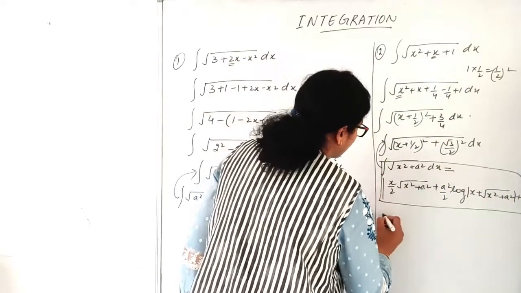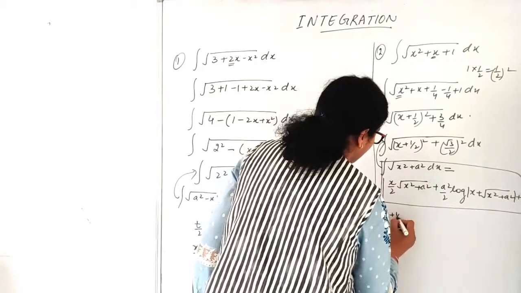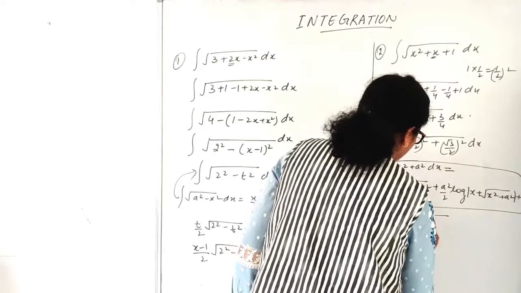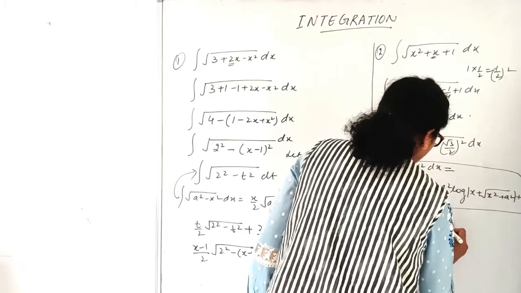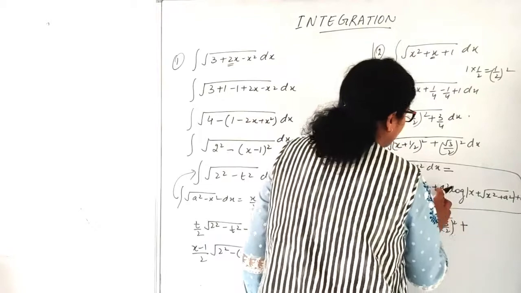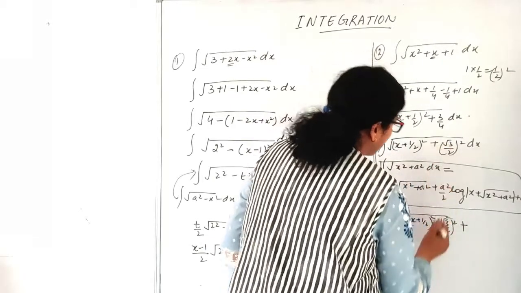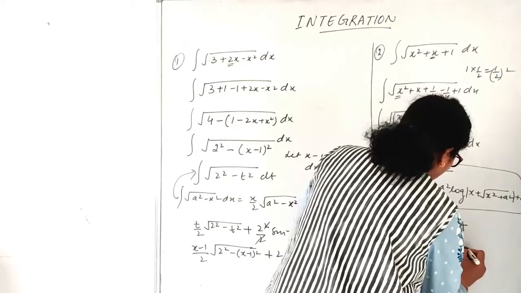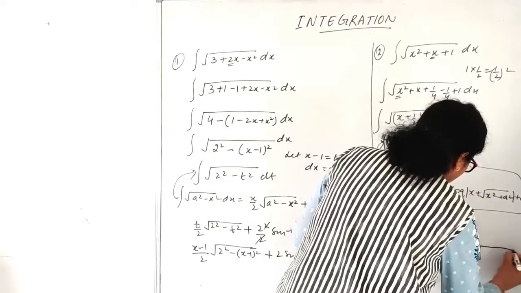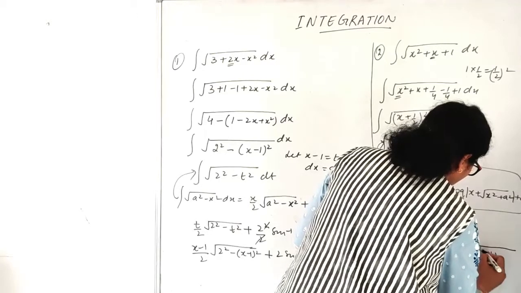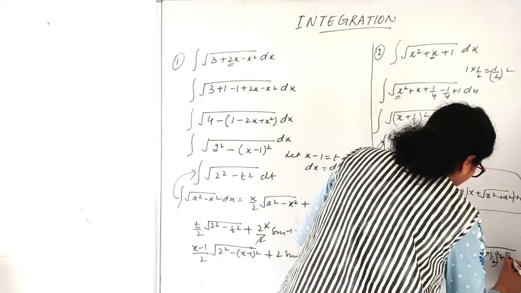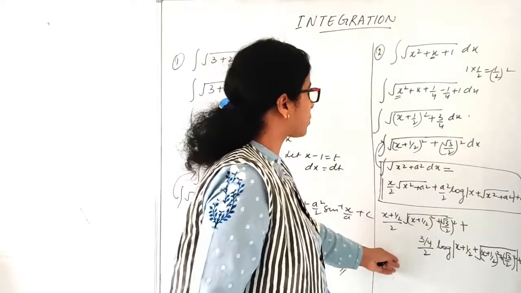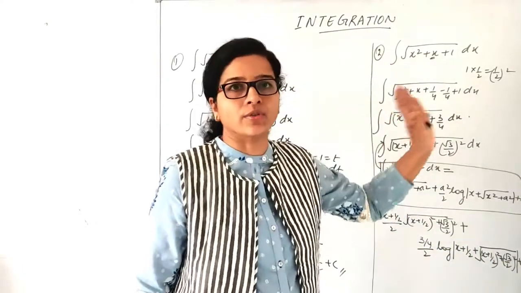So what will be the answer? Instead of x I have x plus 1 by 2 upon 2 root x plus 1 by 2 whole square plus root 3 by 2 whole square plus, instead of a square I have, if you square this you will get 3 by 4 upon 2 log, instead of x I have x plus 1 by 2 plus root x plus 1 by 2 whole square plus root 3 by 2 whole square plus c. Okay, and if we solve this we will get the desired integration of this form.